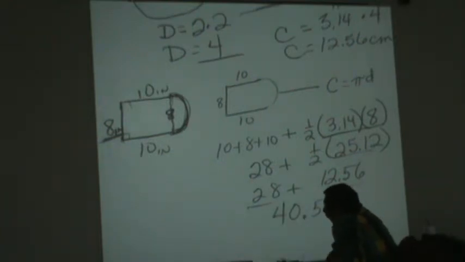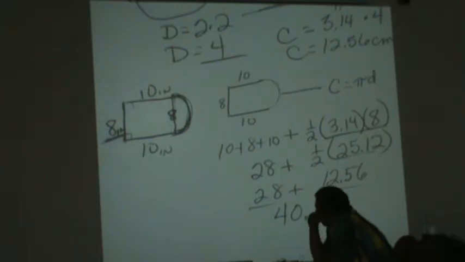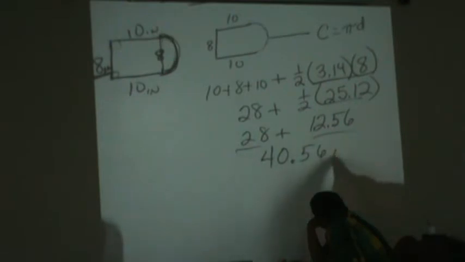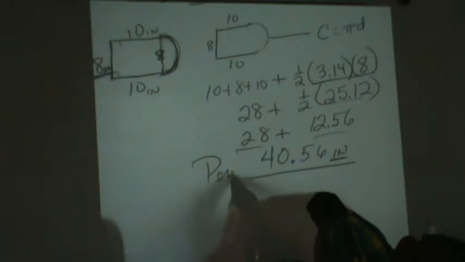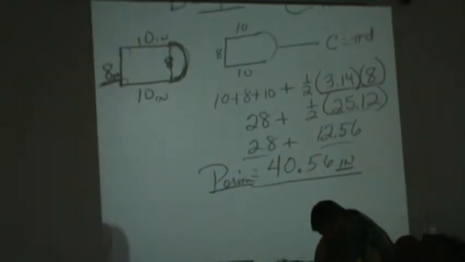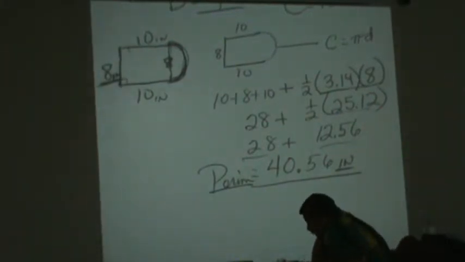40.56. And what is our unit? Inches. Not squared, right? Inches, it's just how far it is around. So that would be the perimeter. Even though part of it's like a circumference, if it says to find the perimeter, that's how far it is around it. You're gonna have lots of combinations of different shapes you have to find perimeters of. But when it says that, it means how far it is around something. You're gonna have a lot of those.